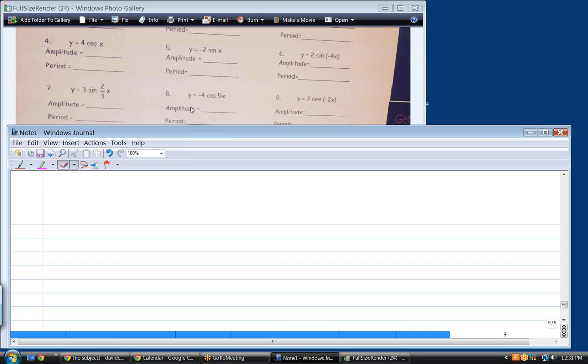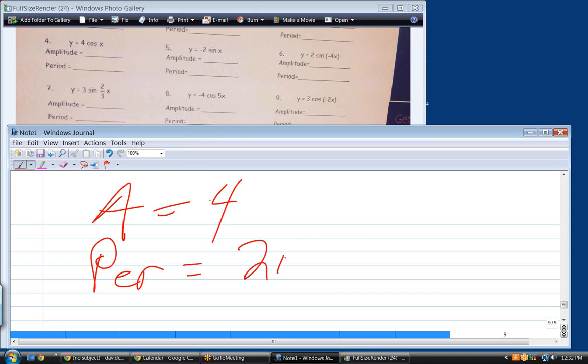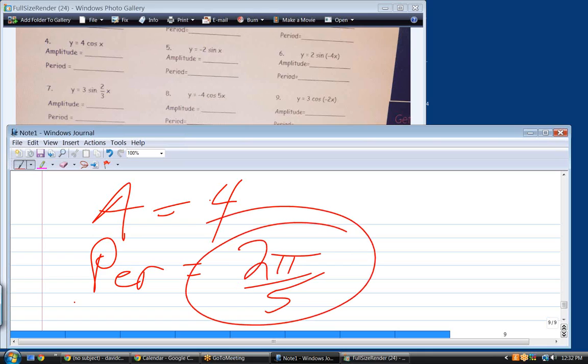Actually, I believe the amplitude is defined as the absolute value of this number. So, I would say here the answer is 4. I'm not 100% sure about that, but in every book I've ever read, the amplitude is the absolute value of this coefficient. And then the negative sign means it's just a reflection over the x-axis. What's the period? Number 8, 2 pi over 5. That's it.